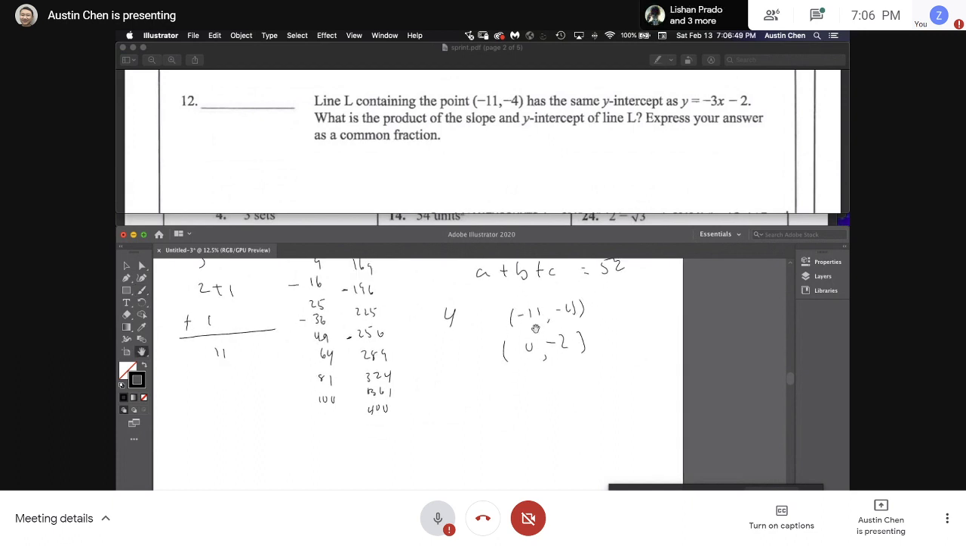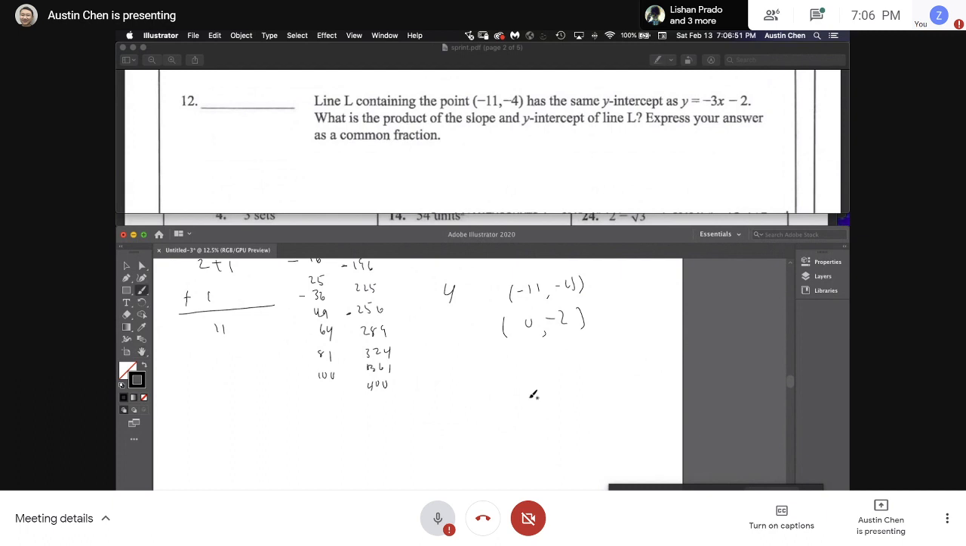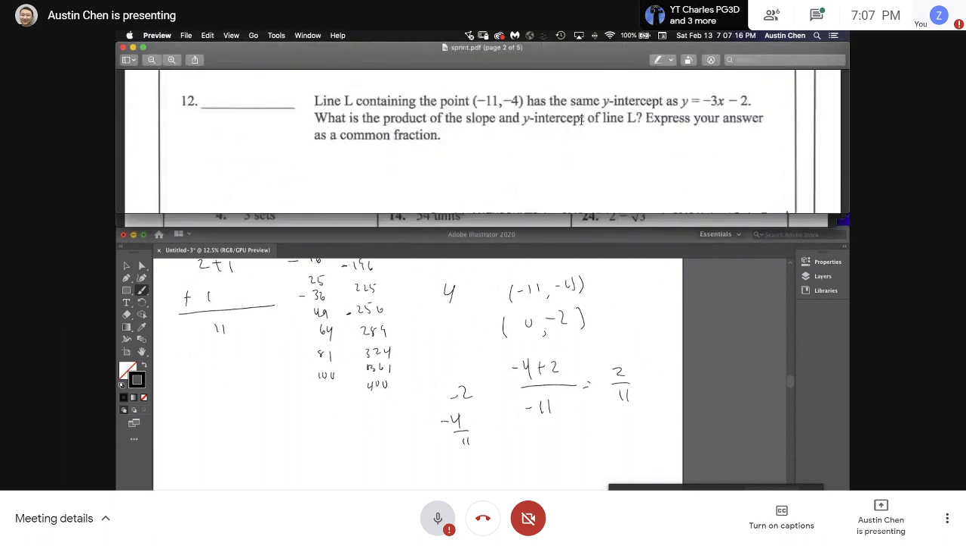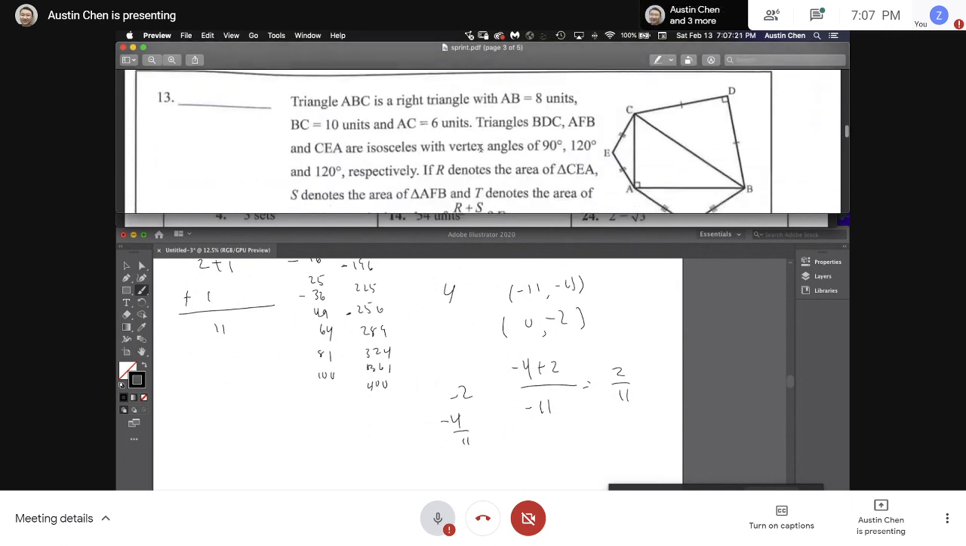So then we can find its slope from this by just doing algebra 1 stuff, right? -4 plus 2 over -11. So then this is 2/11. So line L's slope is 2/11. And we know its y-intercept is -2. We want to find the product of these two numbers, then it's -4/11. That's your answer. This is a pretty straightforward question. You just do it exactly like this. Okay.